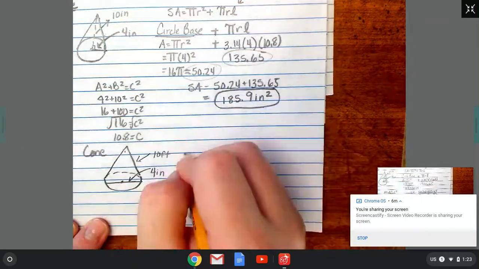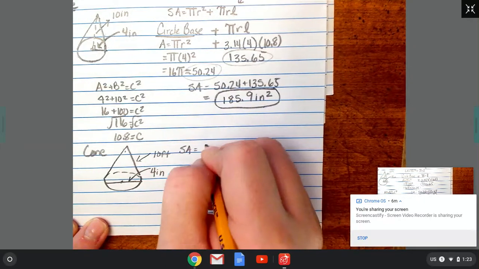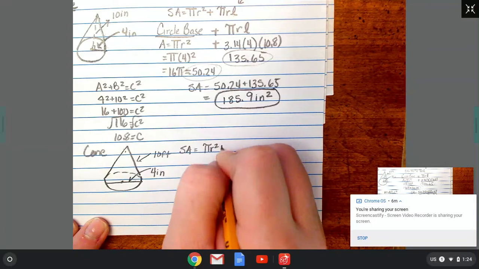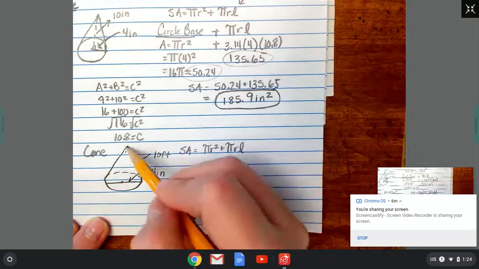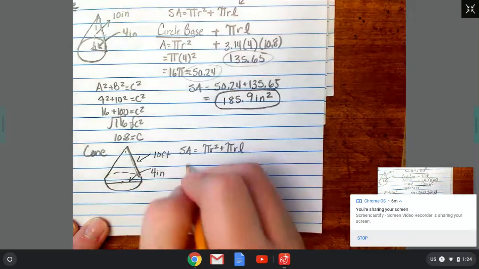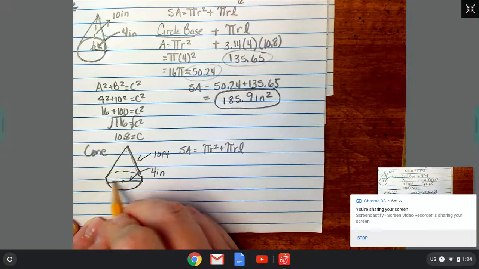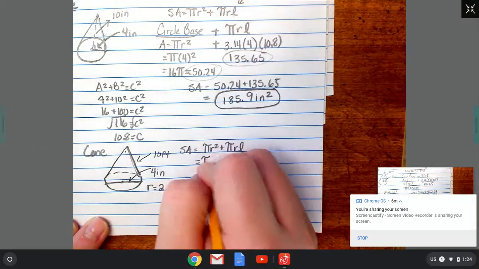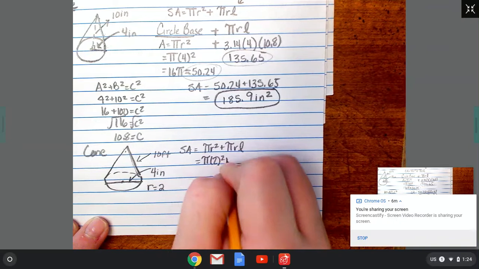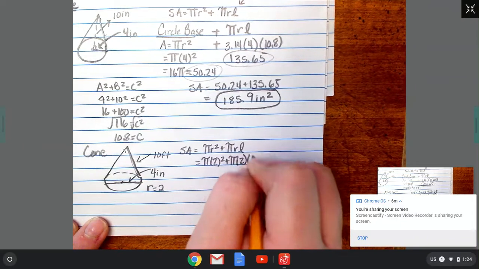Okay, so let's just put that whole surface area formula together. Pi r squared for the bottom plus pi r L for the side. L is the slant height. Okay. So if the diameter is 4, our radius will be 2. And we can just type this in all at once. 2 squared plus pi times 2 times 10.